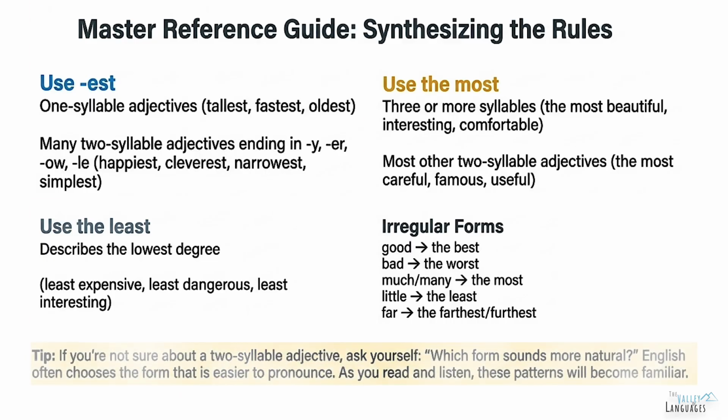The best tip to remember here is that if you're ever not sure about a two-syllable adjective, ask yourself, which form sounds more natural? English often defaults to the form that is just easier to pronounce.